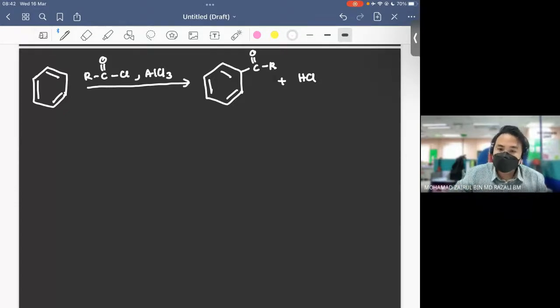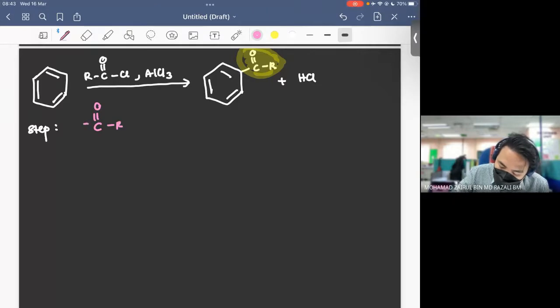Okay. So, macam biasa, the first step is kita nak produce electrophile. Sekarang ni kita punya electrophile adalah, ingat, electrophile tu is anything that you substitute to the benzene ring. Itu yang kita panggil sebagai electrophile. So, sekarang ini kita substitute acyl group dekat kita punya benzene ring. So, mission kita adalah, kita nak produce this compound.